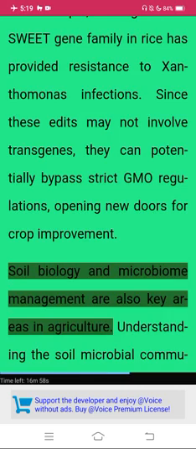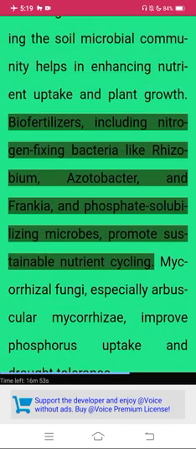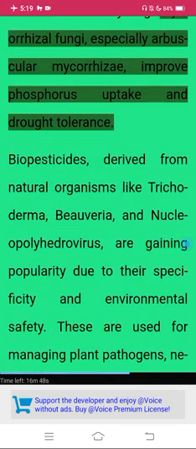Soil biology and microbiome management are also key areas in agriculture. Understanding the soil microbial community helps in enhancing nutrient uptake and plant growth. Biofertilizers, including nitrogen-fixing bacteria like Rhizobium, Azotobacter, and Frankia, and phosphate-solubilizing microbes, promote sustainable nutrient cycling. Mycorrhizal fungi, especially arbuscular mycorrhizae, improve phosphorus uptake and drought tolerance.